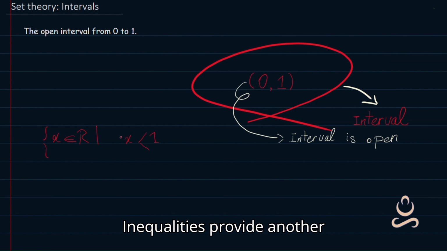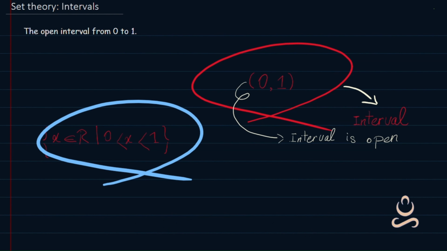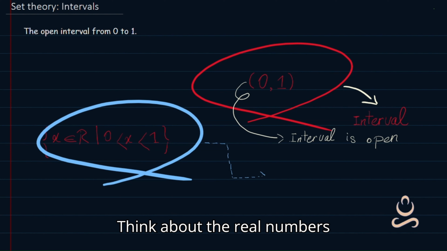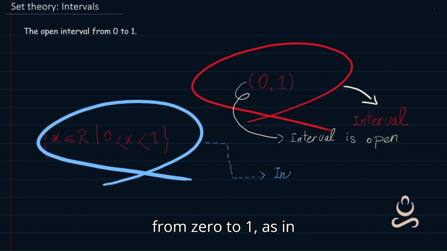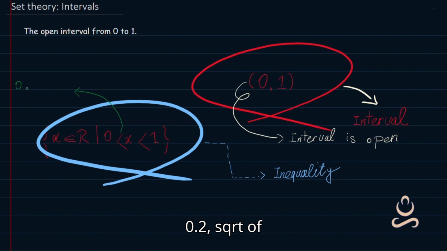Inequalities provide another method for representing intervals. Think about the real numbers from 0 to 1, as in this exercise. In this range, you have numbers like 0.5, 0.2, square root of 2 over 2, and more.